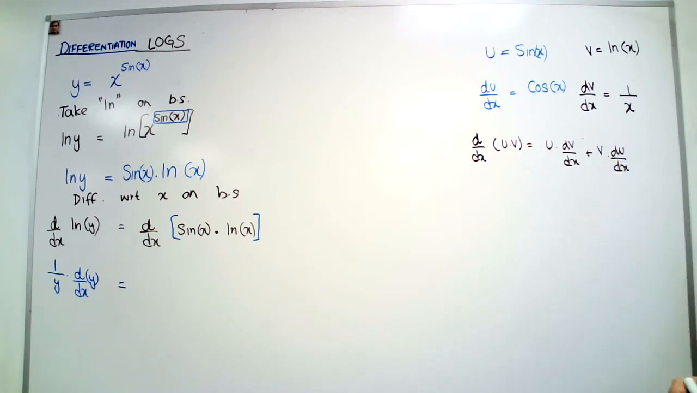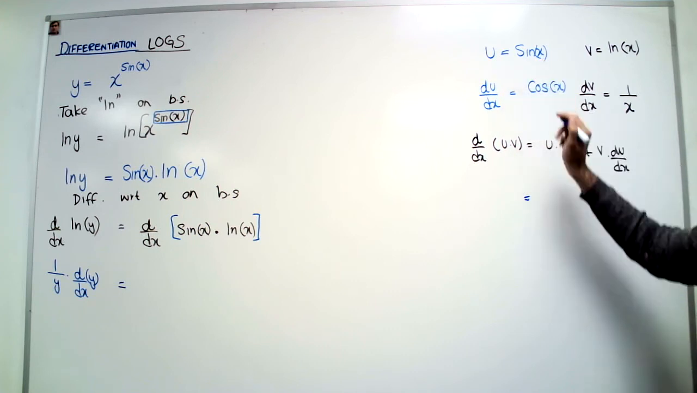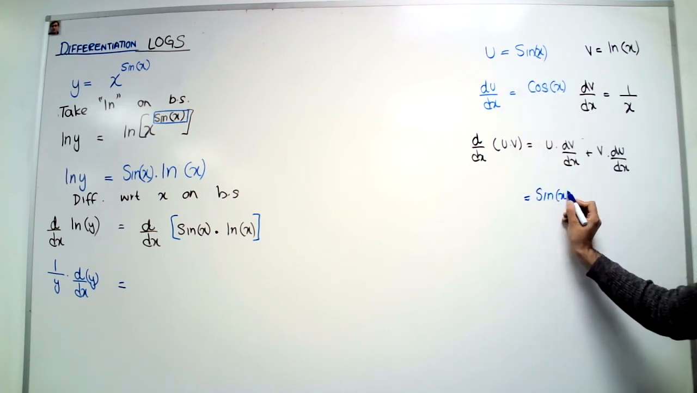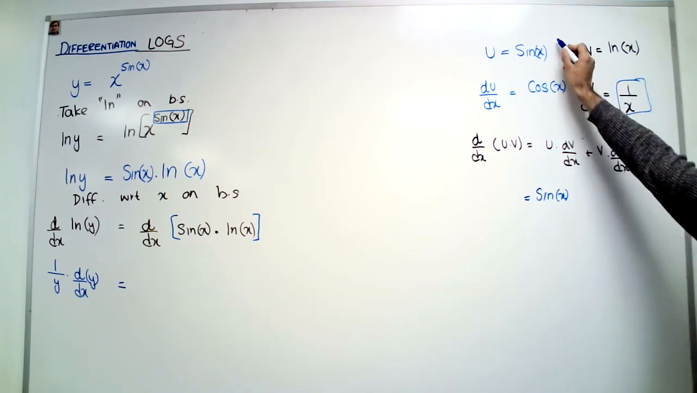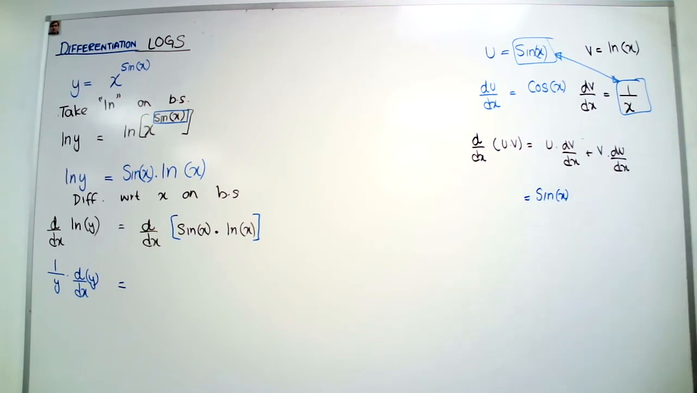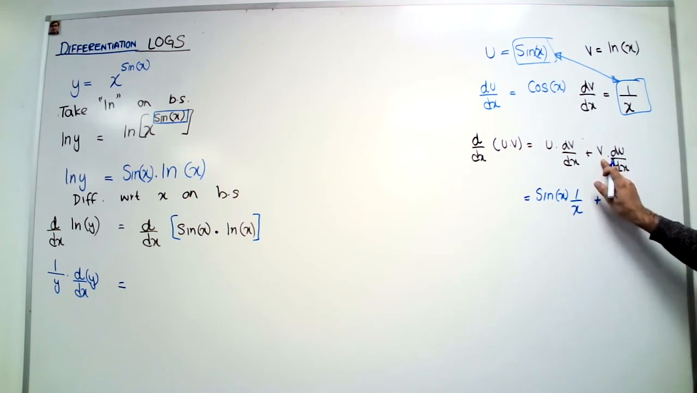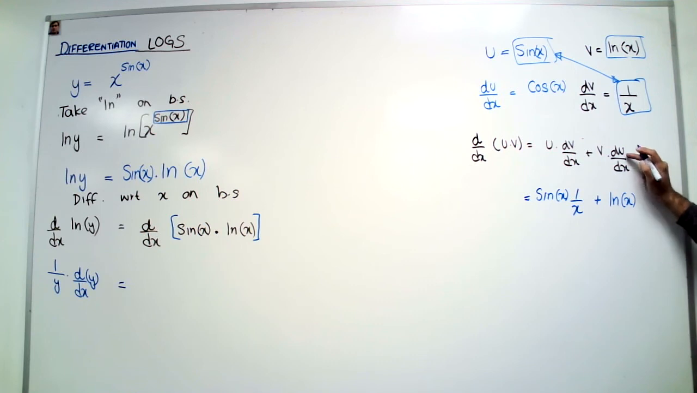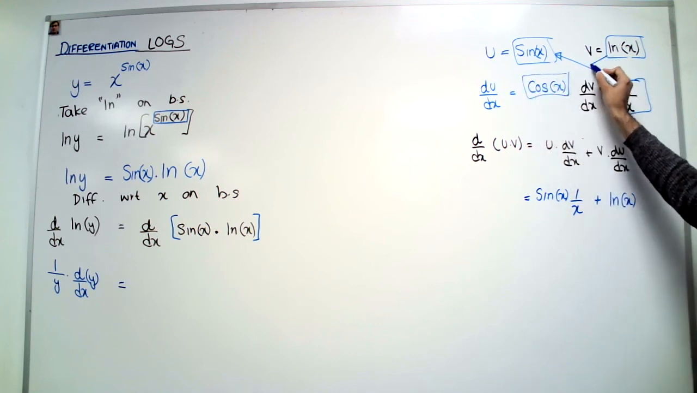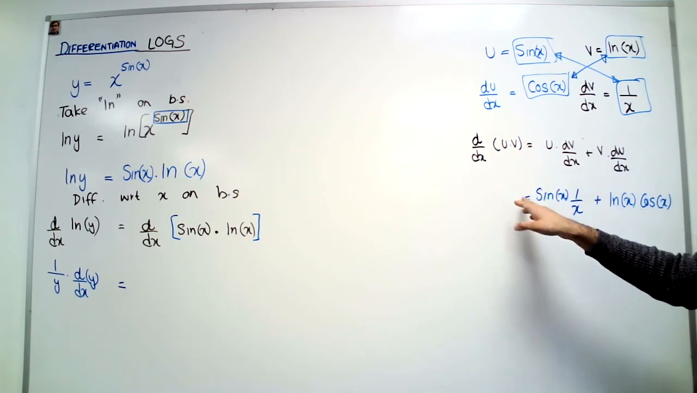Now, if I put that in, what will happen? What's the value of u? Sine x. So instead of that one, I just put sine x. What's dv over dx? It's this bit, 1 over x. They go together: sine x and 1 over x. Plus, what is v? V is ln x. So I put ln x. And what is du over dx? Du over dx is cos x. So the differential of this bit is that whole thing.